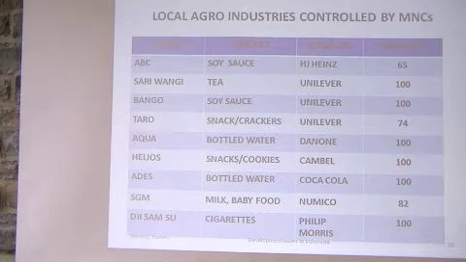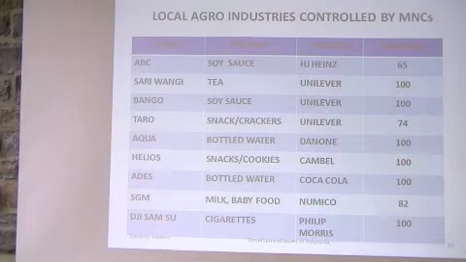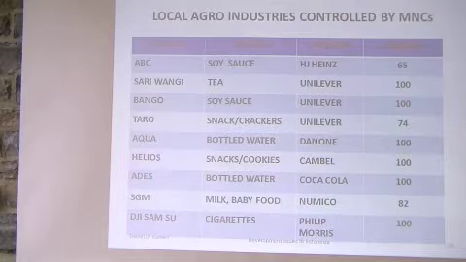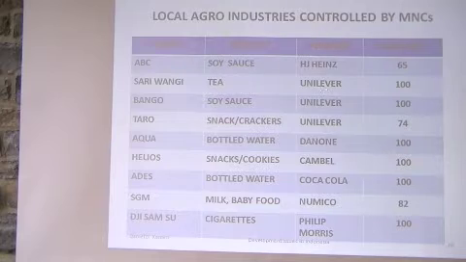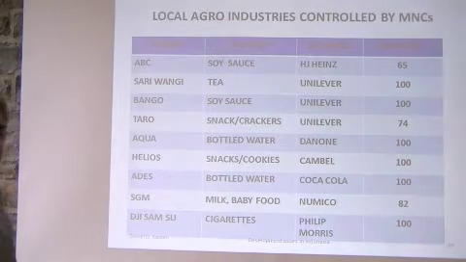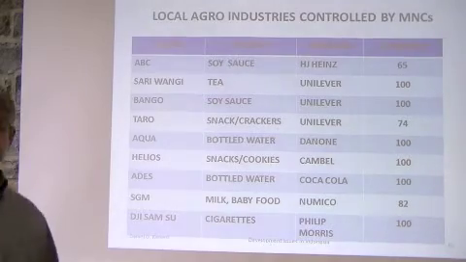But when they started to compete with the same products from these big companies here, then these big companies will try everything to buy out these local companies. So all these local products are now owned by these big companies: Heinz, Unilever, Danone, Coca-Cola, Philip Morris, and as you see here, the share that they own now ranges from 65% to 100%.